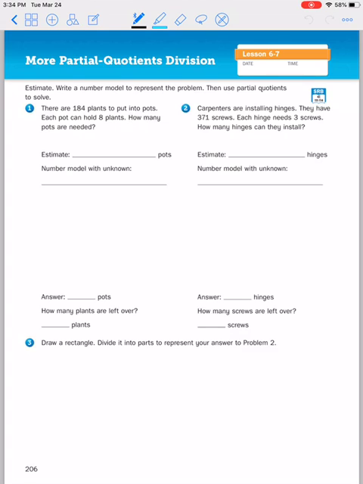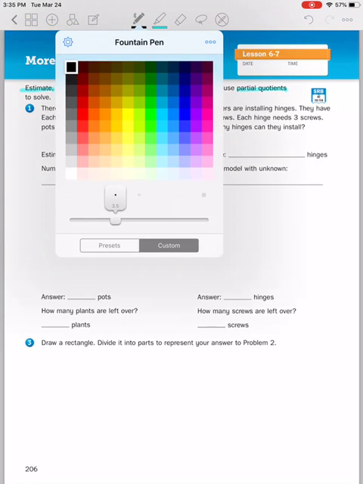All right, let's read our directions. It says estimate. Write a number model to represent the problem. Then use partial quotient to solve. I know some of you know how to do traditional long division. That's not what they're asking for here. They want you to solve using partial quotient. That is the strategy they want you to use. Okay, let's get started. Let's do orange.